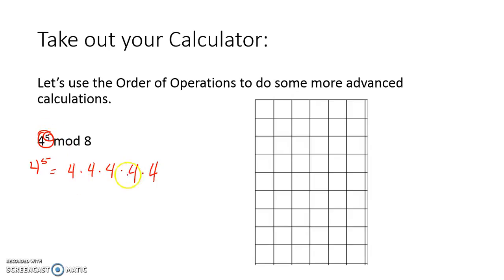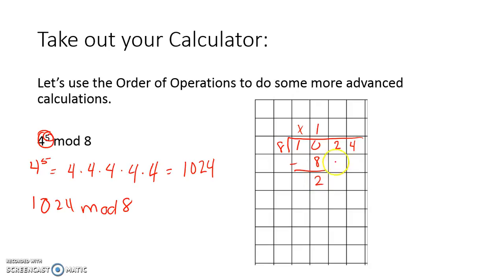So 1, 2, 3, 4, 5. I'm going to multiply 4 5 times, which gives me 1,024. So now I need to do 1,024 mod 8. So I come over here to my workspace. 1,024 divided by 8. 8 doesn't go into 1, but it goes into 10 once. 1 times 8 is 8. When I subtract, I get 2.